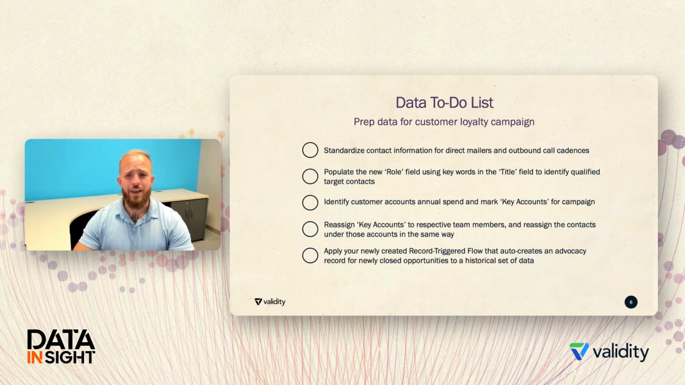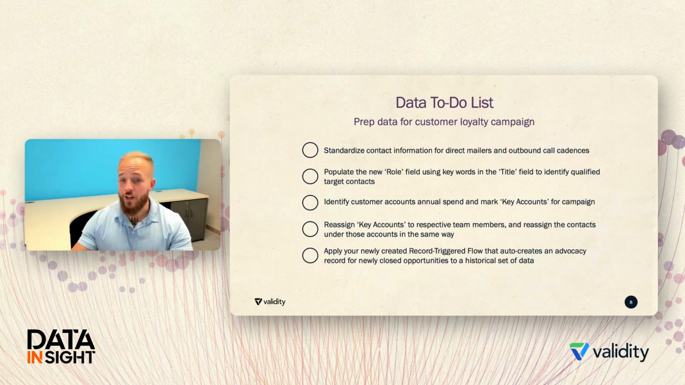The next one is we are going to use some of our data to segment it, believe it or not. We're going to populate a new role field. It's a custom field that we're going to use to identify the contacts that we're actually going to be reaching out to. We're going to do that by isolating certain strings in the title field, specific in this case to upper management. The next thing that we're going to do is identify customer accounts with a certain amount of annual spend. Based on certain thresholds that we've defined as an organization, we're going to mark them as key accounts. Those are going to be the accounts that we reach out to for our customer loyalty campaign.